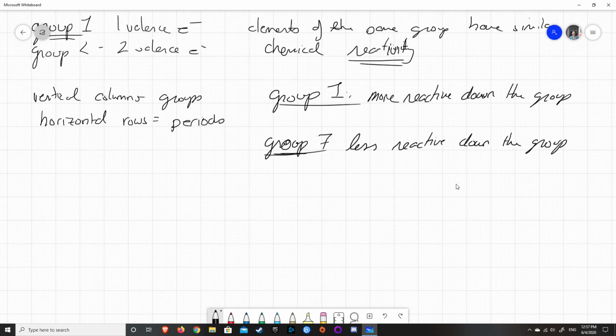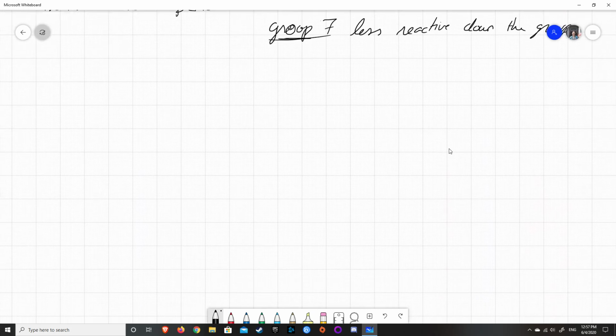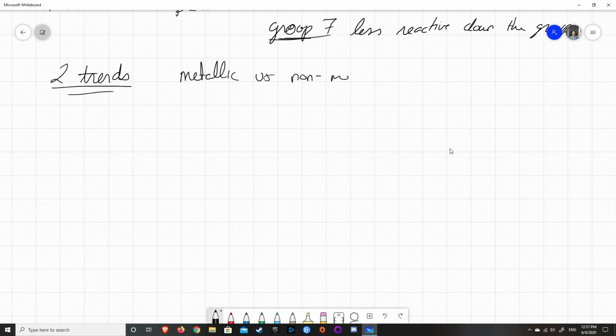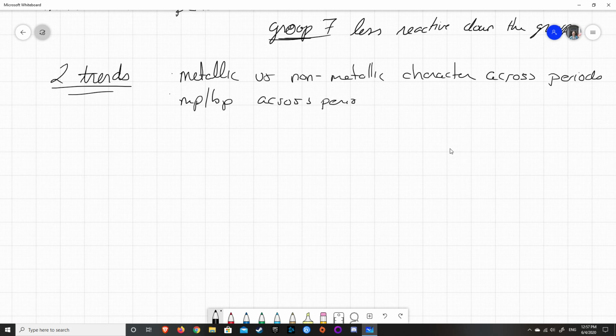Okay, so what we're going to do right now is cover two more trends. This is going to be metallic versus non-metallic character across periods, and we're going to cover melting point and boiling point across period 2 and period 3.